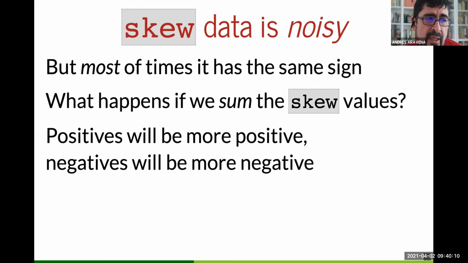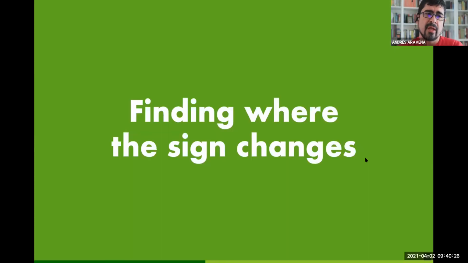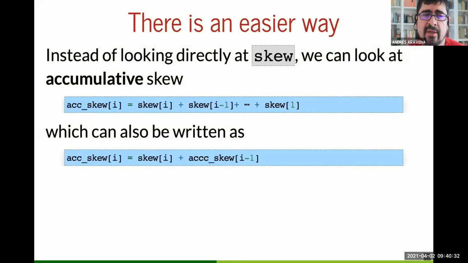So we can take the sum. If we sum them, somehow positive will be more positive and negative will be more negative. So we're going to do that to find where the sign changes. We are going to do the easy way. That is the trick that I want to show you. Instead of looking directly at the skew, we are going to look at the accumulative skew. That we calculate like this.